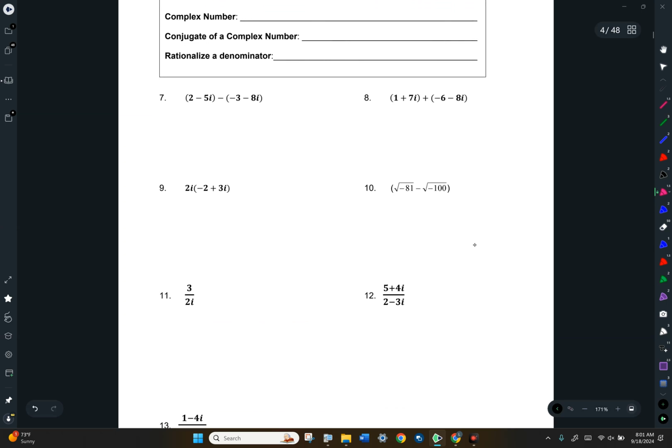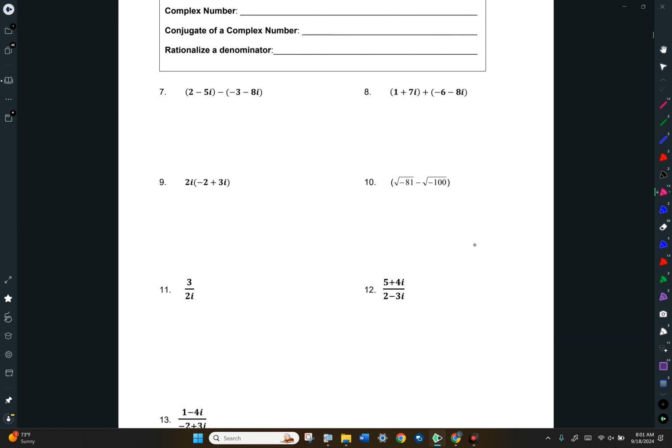When we go to the next page, on a problem like number 7, if you have subtraction, you handle i's just like any other variable. If I'm going to subtract, I'm going to say 2 minus 5i. I'm going to distribute the negative, so plus 3 plus 8i. So combine your like terms, 5 plus 3i. And remember, it's okay to have an i in your answer. And I can't combine those because they're not like terms, so I would just leave it. Now, number 8 is going to be the exact same way, except it's addition, so I don't think you need to see that one.